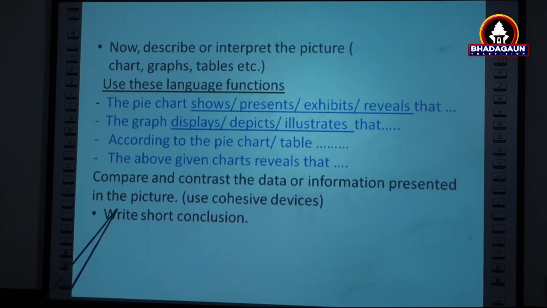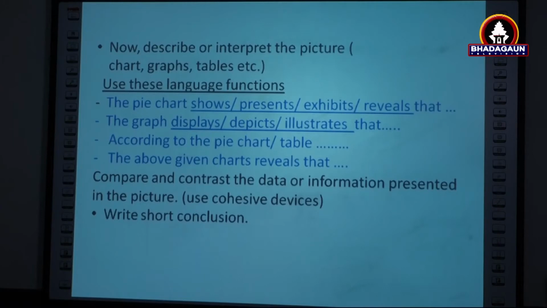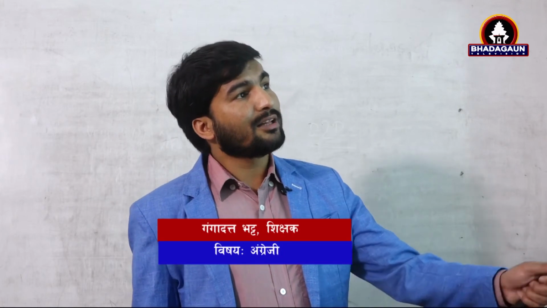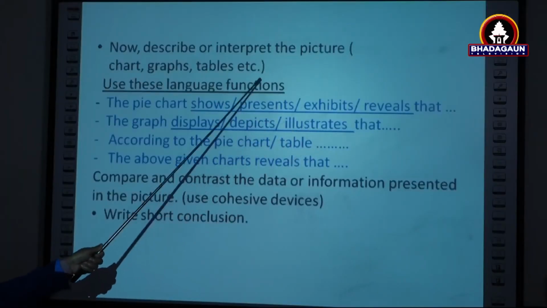This is optional also. Based on the data and information presented in the picture, you may write your own view. That's the short conclusion you may present at the end. Basically we have four things. The title will be there, and in the first paragraph we will have 2 or 3 sentences on the basis of the surface, what you see and what the picture is about. The language functions we have already discussed.